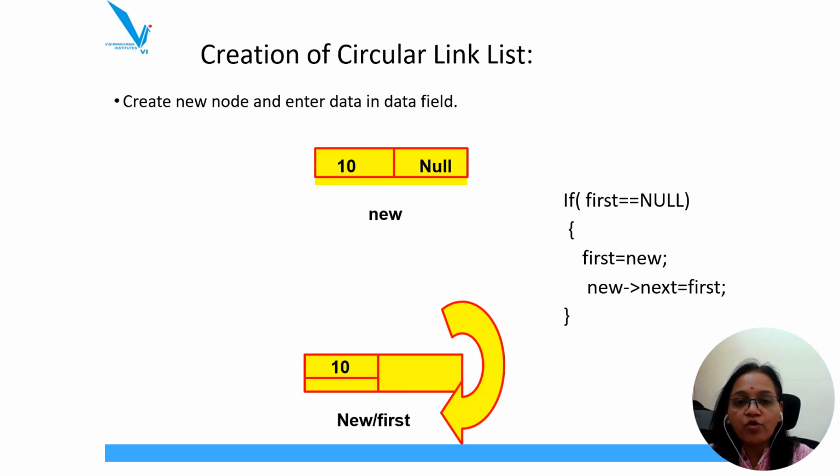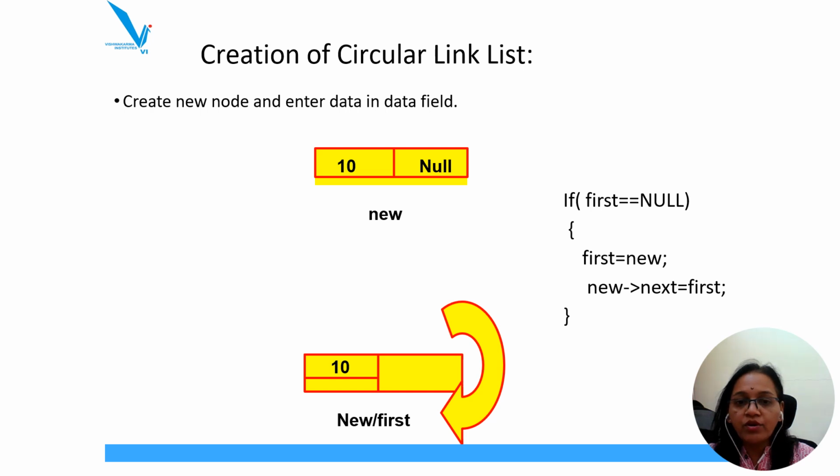Then let us see some operations that we can perform on circular linked list. The way we have created the list, we have added elements, we have deleted elements from the list, similar operations are applicable for the circular linked list also. So let us first see creation of circular linked list. Create a new node and enter the data in the field. So you have to create such a new node, with the data and the next pointer. Next pointer should point to null. With the help of the parameterized constructor we just saw, we can create the new node.